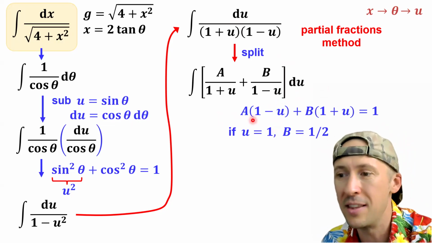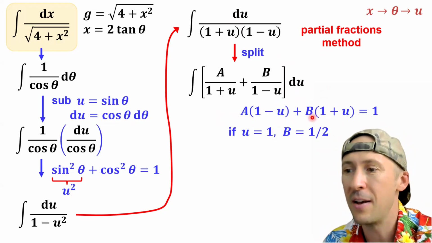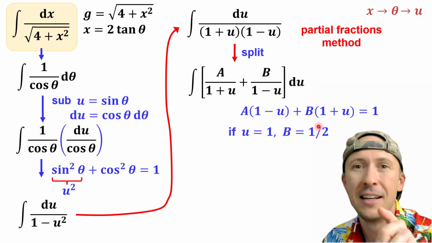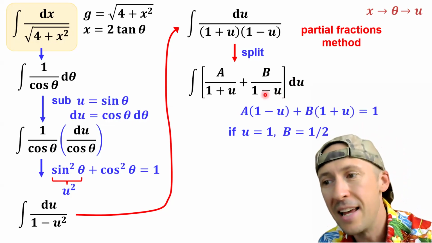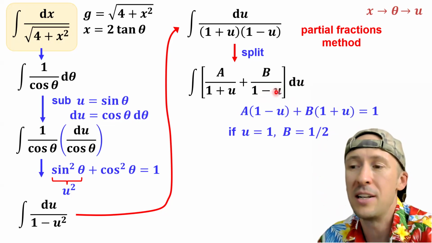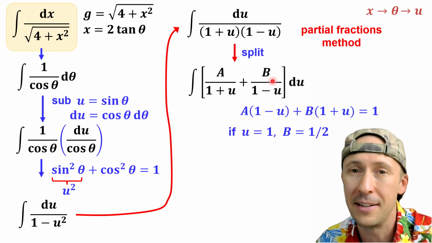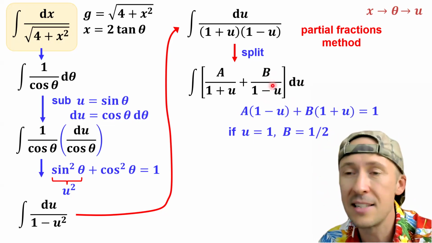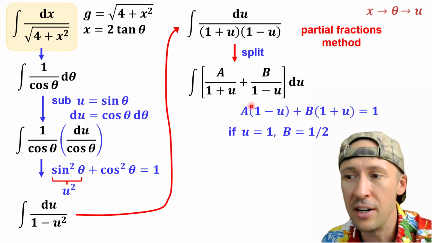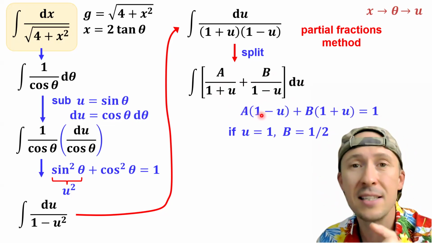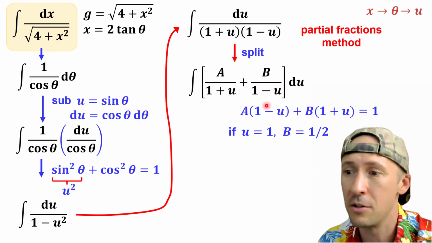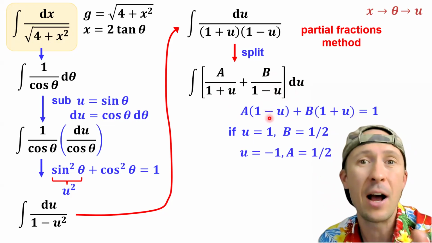If we set u equal to 1, this left term cancels at 0. And then we have B times 2 equals 1, so B equals 1/2. Now you might be screaming, hey, you can't set u equal to 1 because we have 1 minus u in the denominator here, and if u is 1, then we're undefined in this fraction. And that's not allowed. That's true. We can't set u equal to 1 when it's in a denominator. But in this equation here, in the numerator, there's no restriction. We can set it equal to 1. It's only a problem if it's in the denominator. So we're okay.